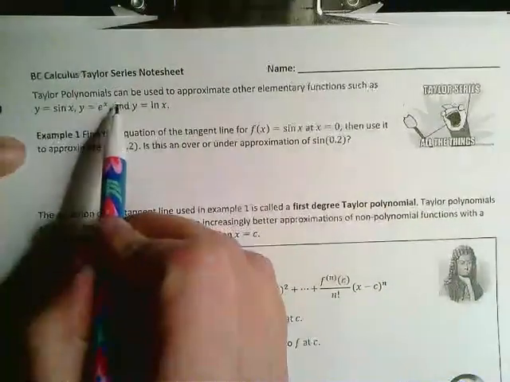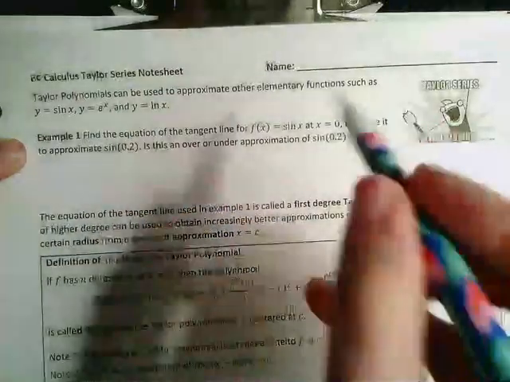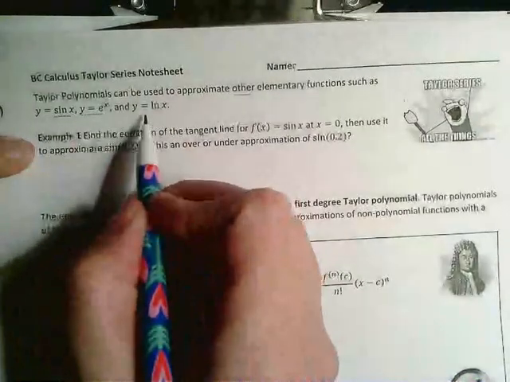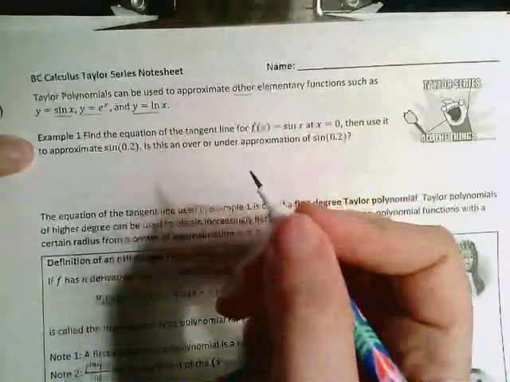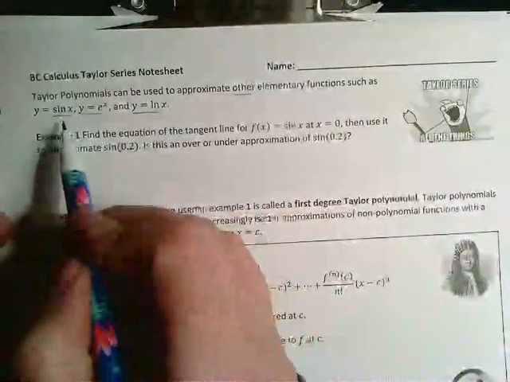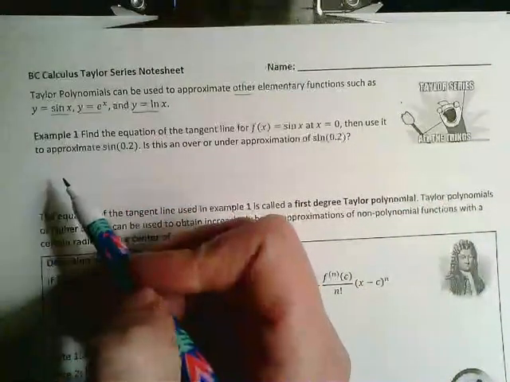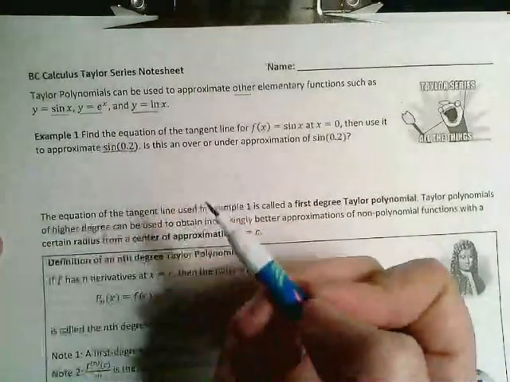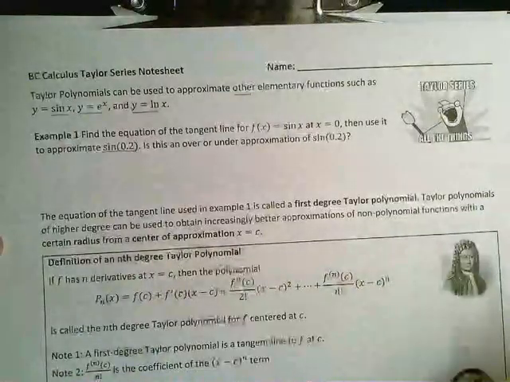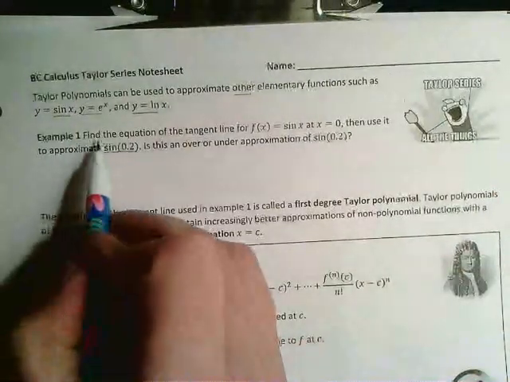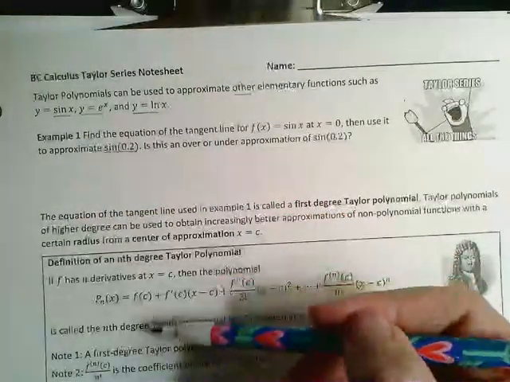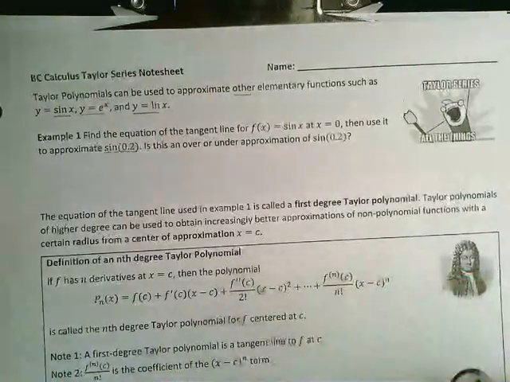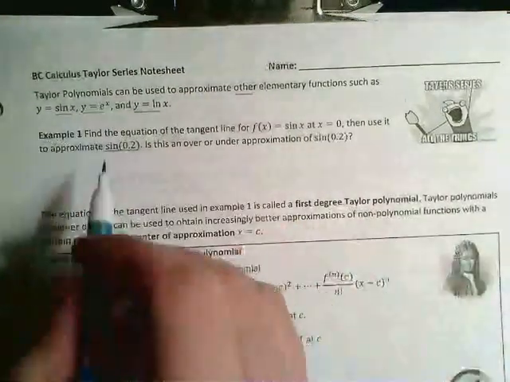So Taylor polynomials can be used to approximate other elementary functions such as sine of x, y equals e to the x, and y equals ln of x. And what we mean by that is long before there were any calculators, if we wanted to find out what sine of 0.2 is, it was a little bit overwhelming, okay? So this was created in order to approximate these functions to almost 0% error.